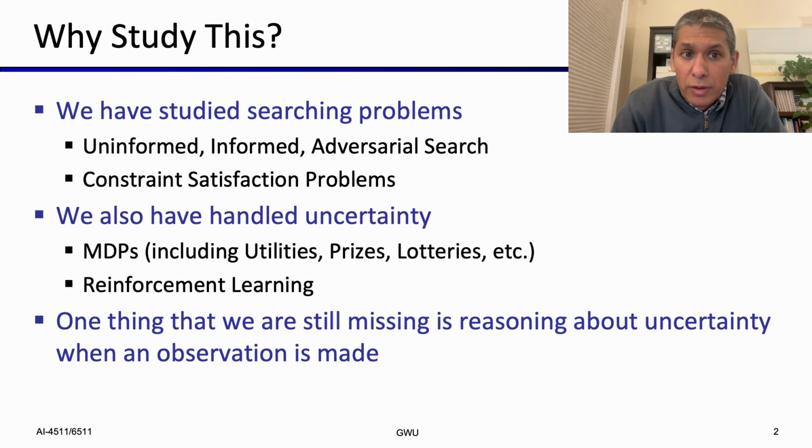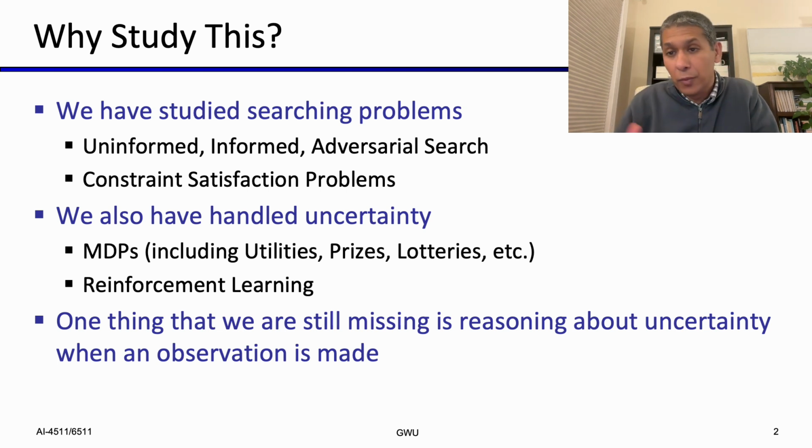Well, first of all, we have already studied the searching problems. We know uninformed search, informed search, A-star, adversarial search, alpha-beta pruning. We've also studied constraint satisfaction problems, including AC3. We have also handled uncertainty, such as MDPs, and reinforcement learning, where we don't even know the transition model or the reward model, right?